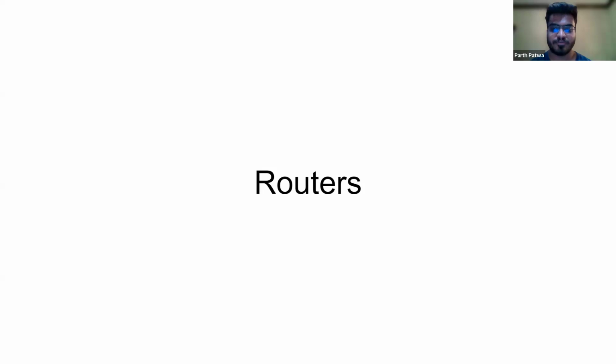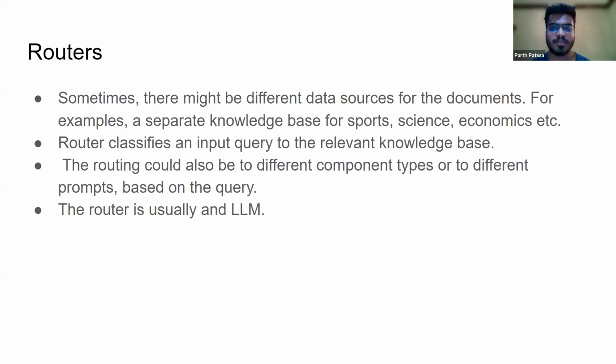Okay, so if no questions, let's move to routers. What are routers? So there might be multiple data sources in our knowledge base, like there could be a database of sports, of science, and economics, and so on. So if the question comes, we need to first classify which domain the query belongs to. So a router is an LLM which classifies an input query to the relevant domain or the knowledge base, and then we query that particular knowledge base.